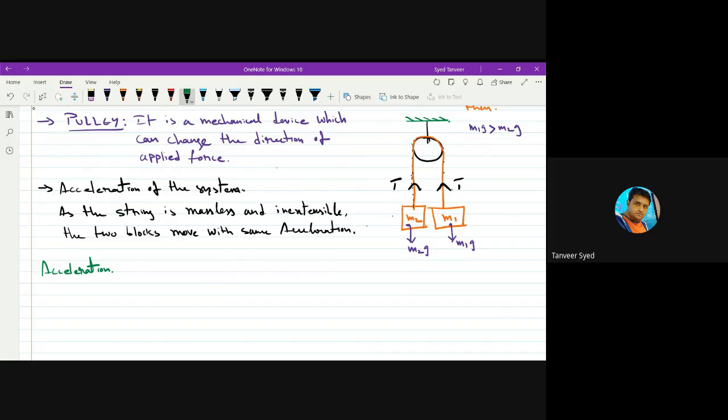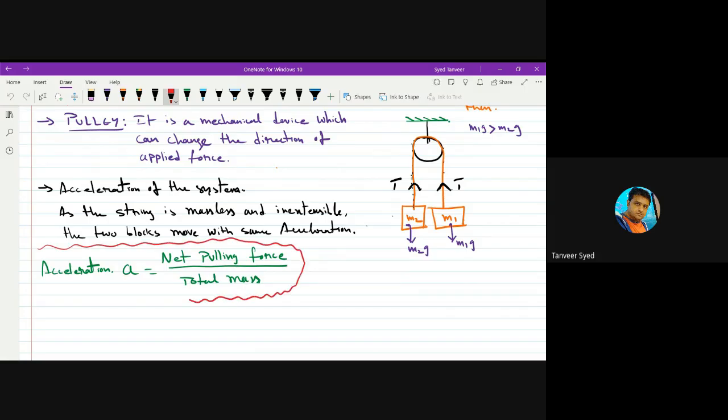Another easy way to find the acceleration of the block is by using the formula. Acceleration is net pulling force divided by total mass. This is a very important formula which you should remember. And this formula can be applied to any question of pulley block systems.